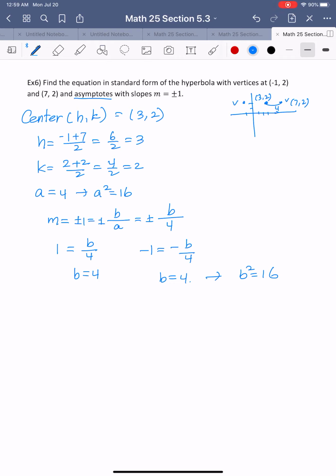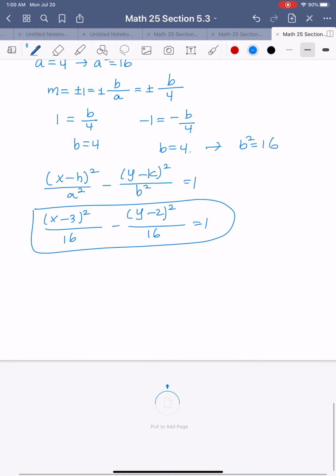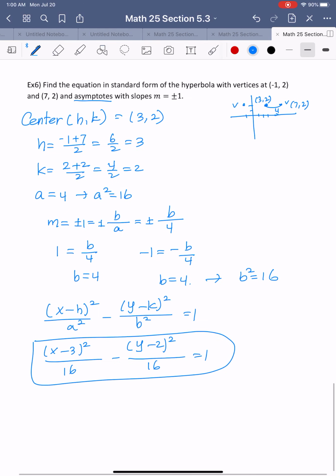All right, so we have a formula. This time it opens to the side. So x minus h squared over a squared minus y minus k squared over b squared equals 1. So x minus 3 squared over a squared, which is 16, minus y minus 2 squared over b squared, which is 16 also. It's okay, you can have the same a squared and b squared too. There's no problem with this. All right, so that's all. Thank you for listening.